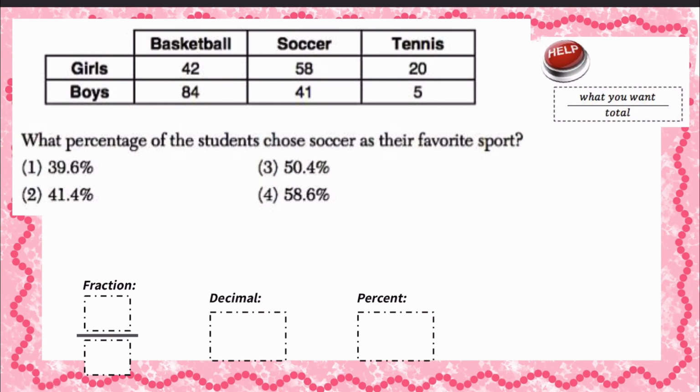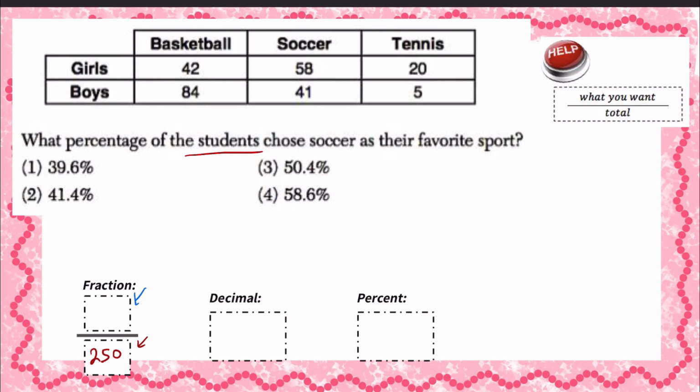What percentage of the students chose soccer as their favorite sport? Now this one's a little tricky because they're asking what percentage of the students. They didn't mention boys or girls, they just said all the students. So for my total, I need the total number of all the students. So go ahead and add all 6 of these up, and what total do you get? Well, if I add all these up, I get 250.